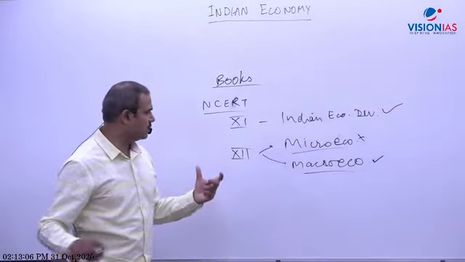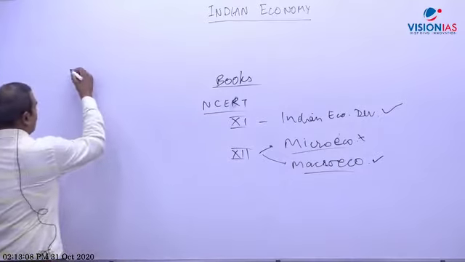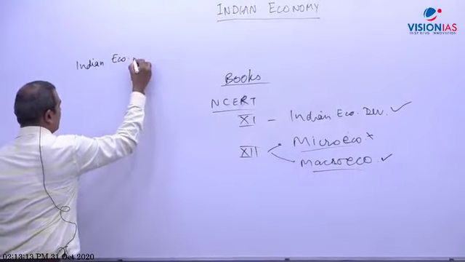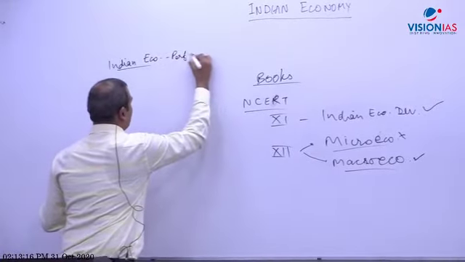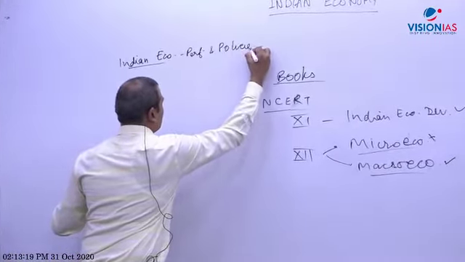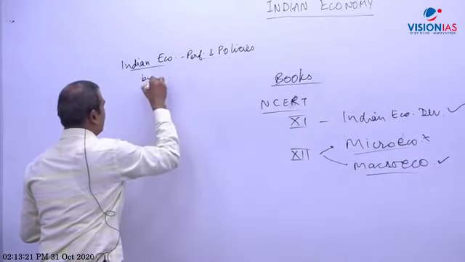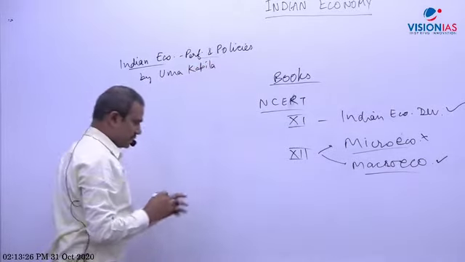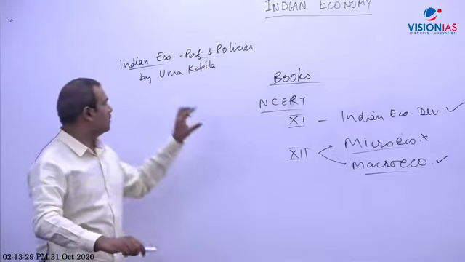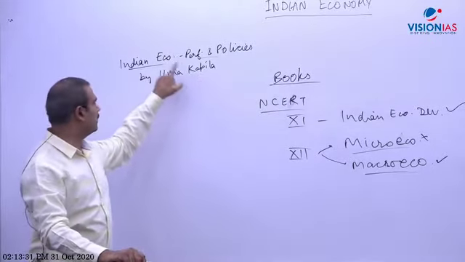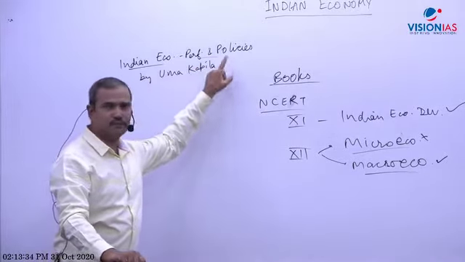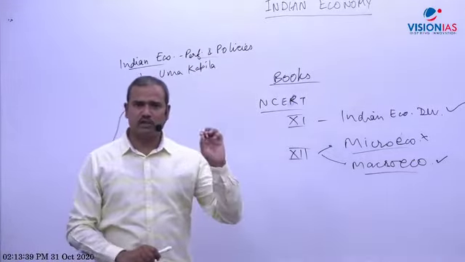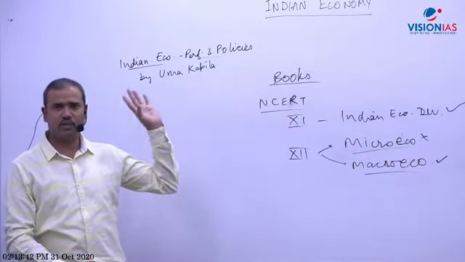Other books: a good book is Indian Economy: Performance and Policies by Uma Kapila. She is a lecturer in Delhi University, and this is prescribed for BA third year. So this is a good book. But the problem is that the book is good but written for the university exam, mainly for Delhi University.